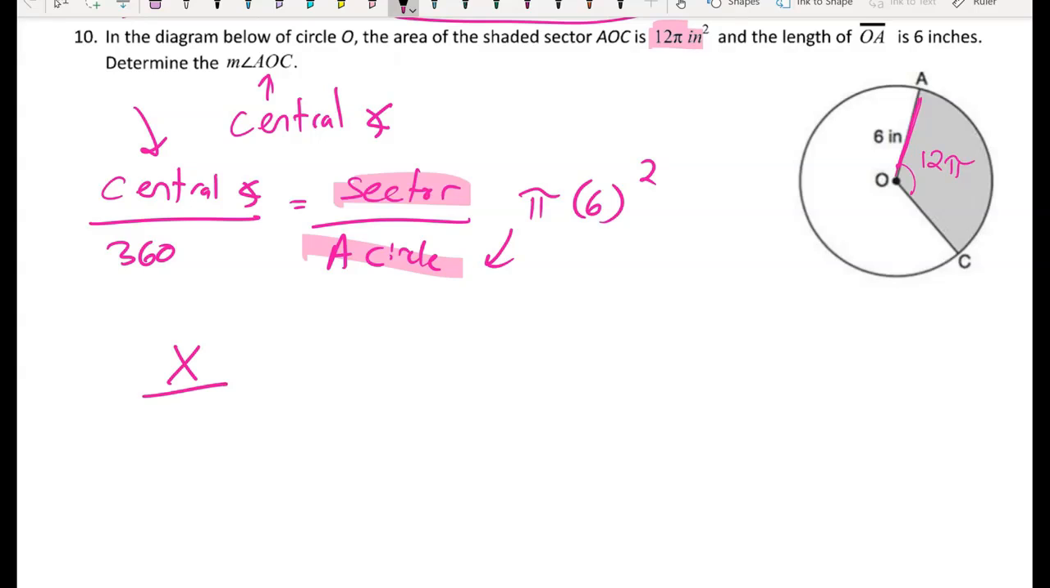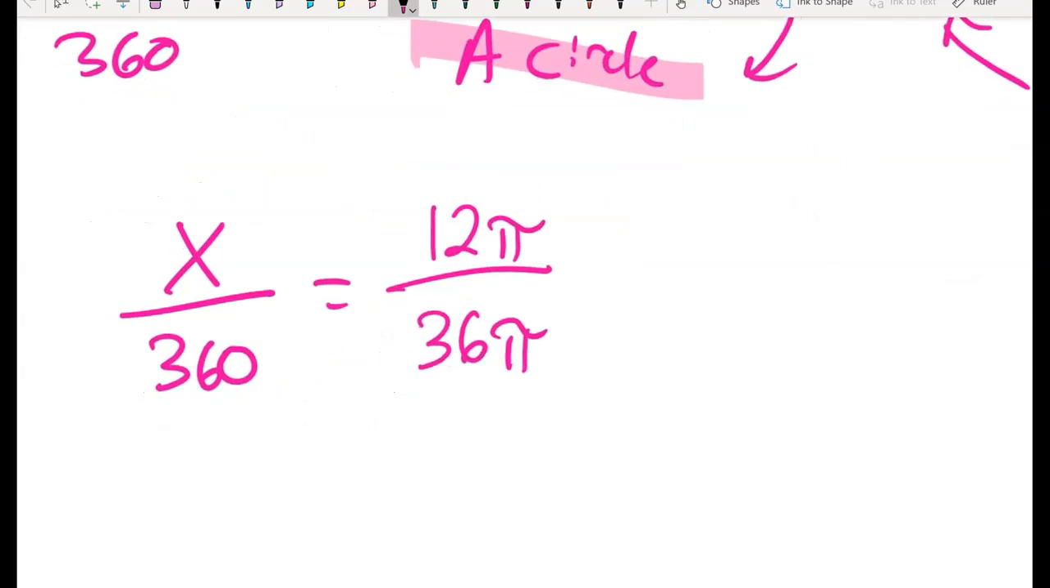So the central angle I'm going to label as x, I don't know that, over 360 equals the area of my sector, 12 pi, over pi times my radius squared. And my radius squared is just 36. So that's the proportion I'm going to solve. Now if I wanted to, I could cross multiply from here and go to town, but I actually noticed that there's some things I could do to reduce here.